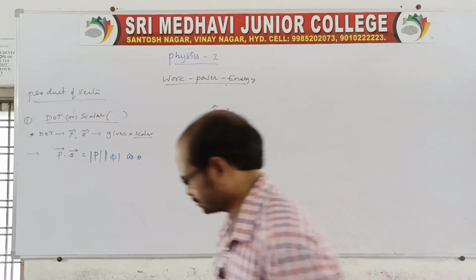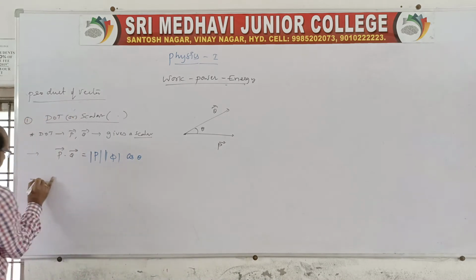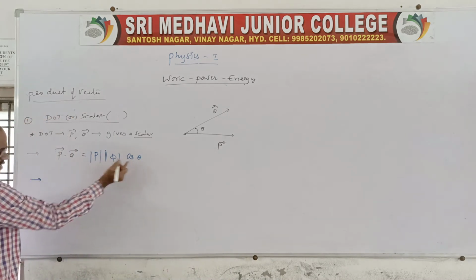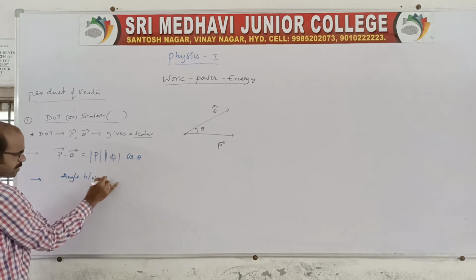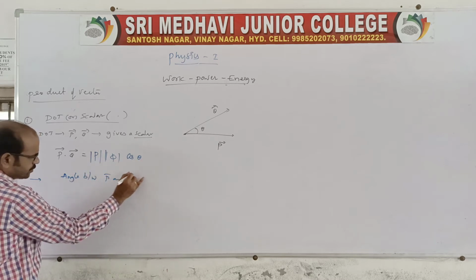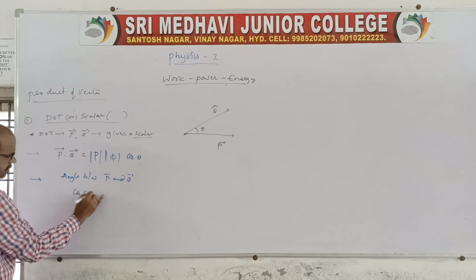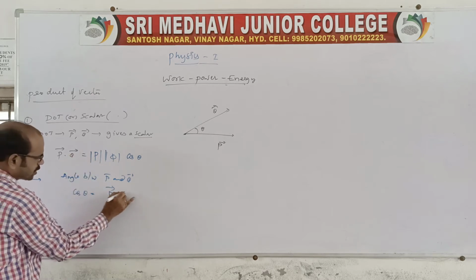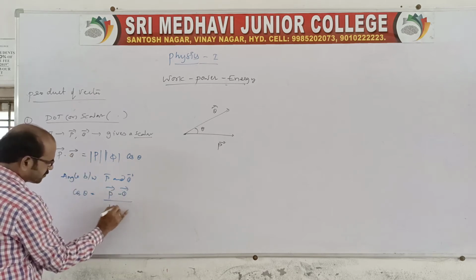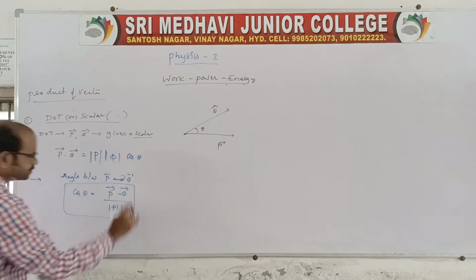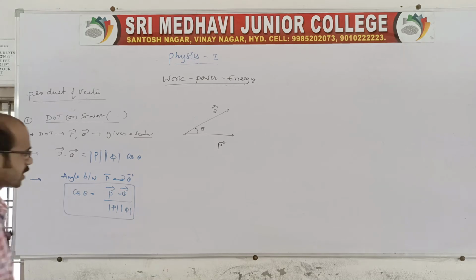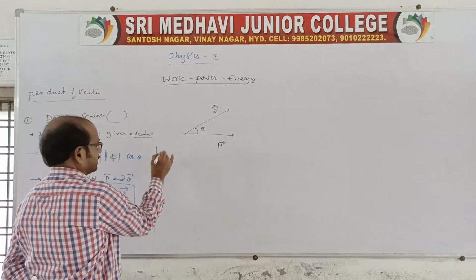Now coming to the point. Sometimes you may be asked for the angle between the vectors. You write the angle between P and Q from here: cos theta is equal to P dot Q divided by magnitude of P and magnitude of Q. This gives the angle between the two vectors.